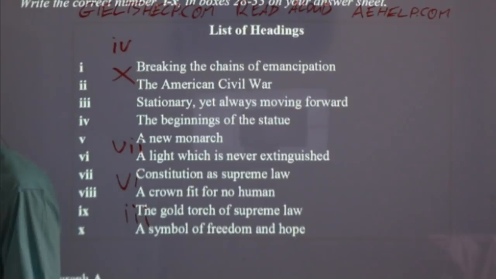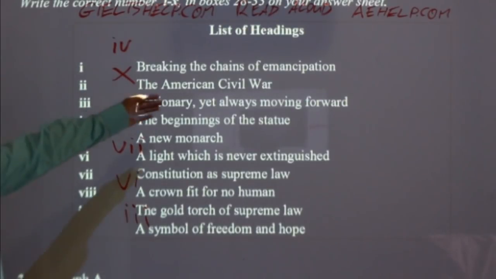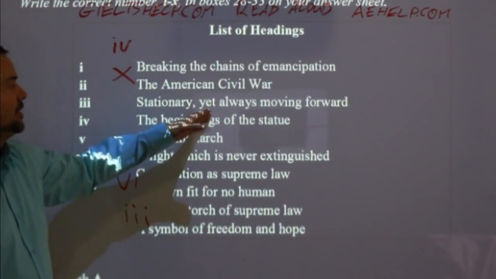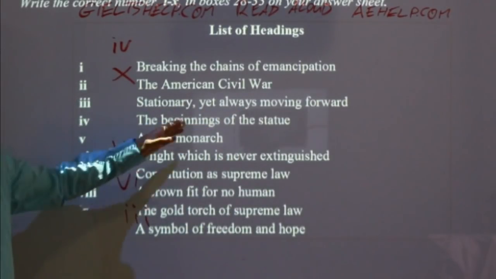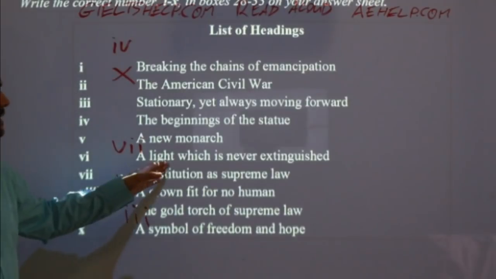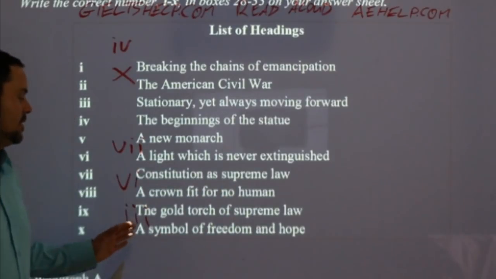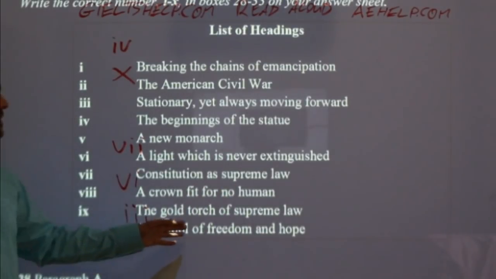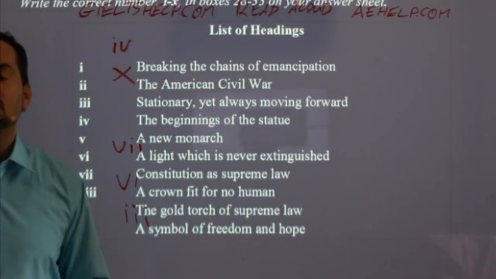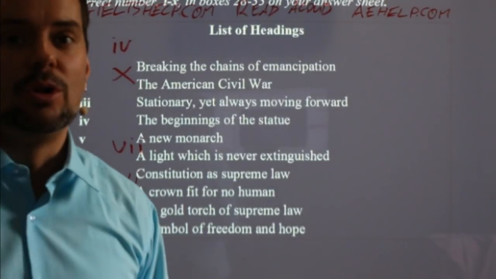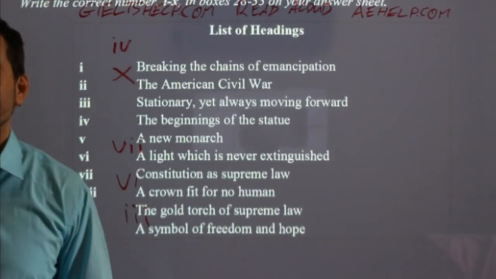Okay. Breaking the chains of emancipation, the American Civil War, stationary yet always moving forward, the beginnings of the statue, a new monarch, a light which is never extinguished, constitution of supreme law, a crown fit for no human, the gold torch of supreme law, a symbol of freedom and hope. What do you think? Which one is the closest to no one human will ever rule over people again?